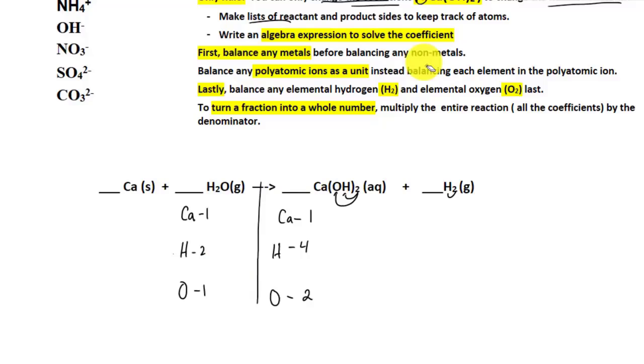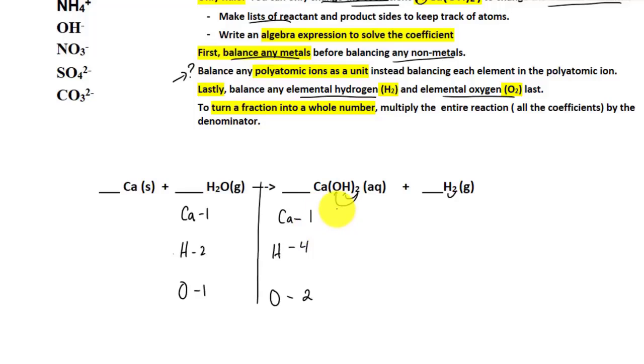The first type of element that we always balance first is any metal, before we even touch any non-metals. The last type of substance that we're going to look at is elemental hydrogen and elemental oxygen. These two will be the last thing that we look at. What about the rules in between? Now, this rule can sometimes be effective in balancing a chemical equation, but most of the time we just ignore it. So let's look at this particular problem.